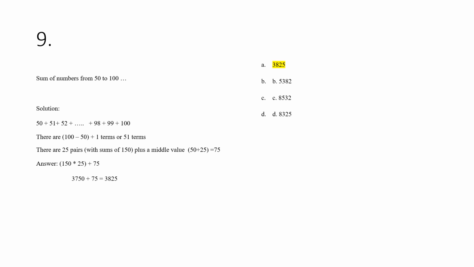For number 9, the sum of numbers from 50 to 100 will account for 51 terms, and therefore that will be 25 pairs with sums of 150 with a middle term equal to 75. So 150 times 25 plus 75 would give us a value of 3,825.